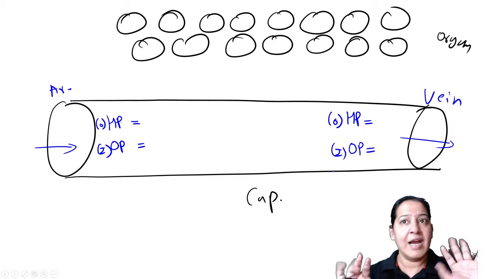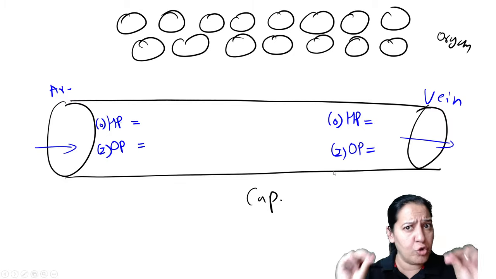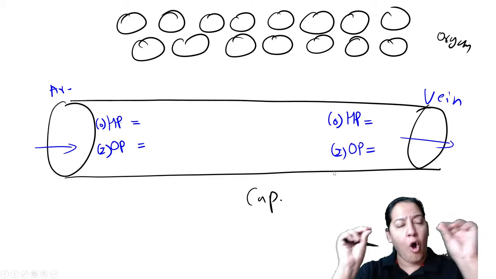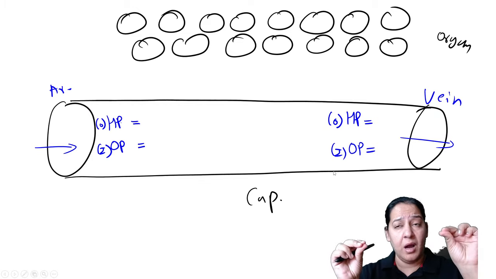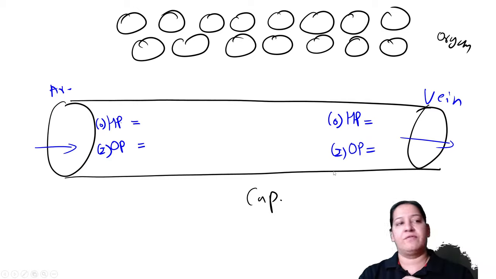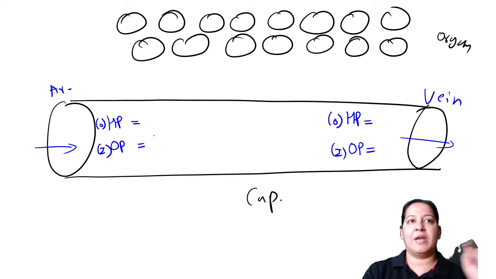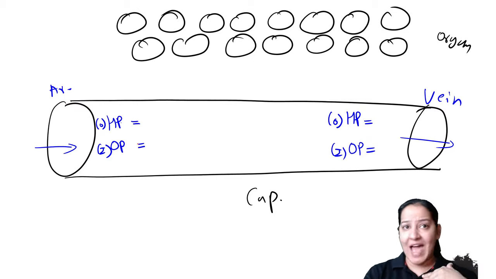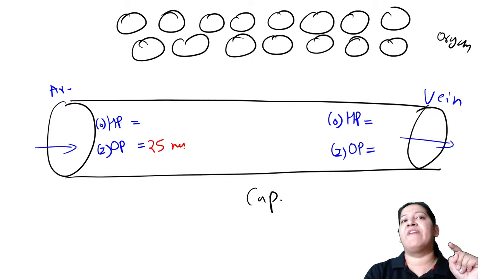It is a rule. You have to learn it. It is a golden rule. Hydrostatic is due to water. It is outward. And osmotic is due to protein. It is inward. Give me a thumbs up. It is a rule. Now, let me tell you the values of this. So let me talk about the osmotic pressure. We all have albumin in the blood. So albumin causes 25 mm of Hg pressure.